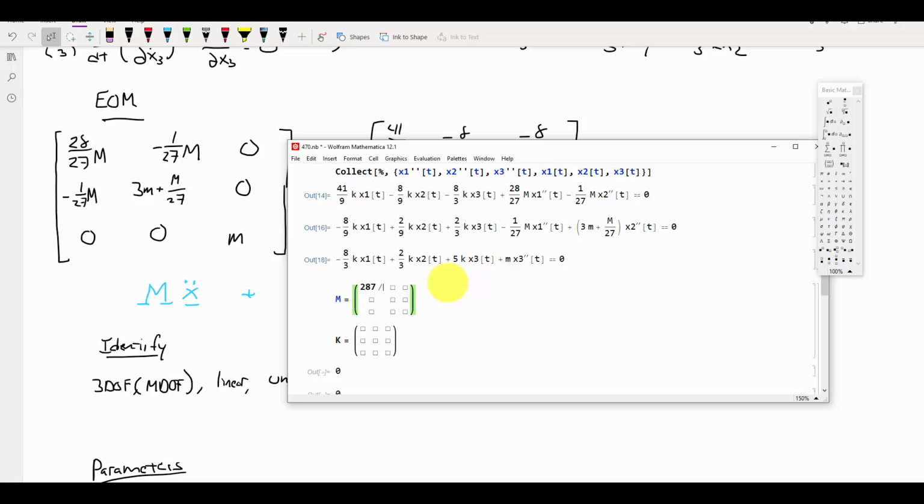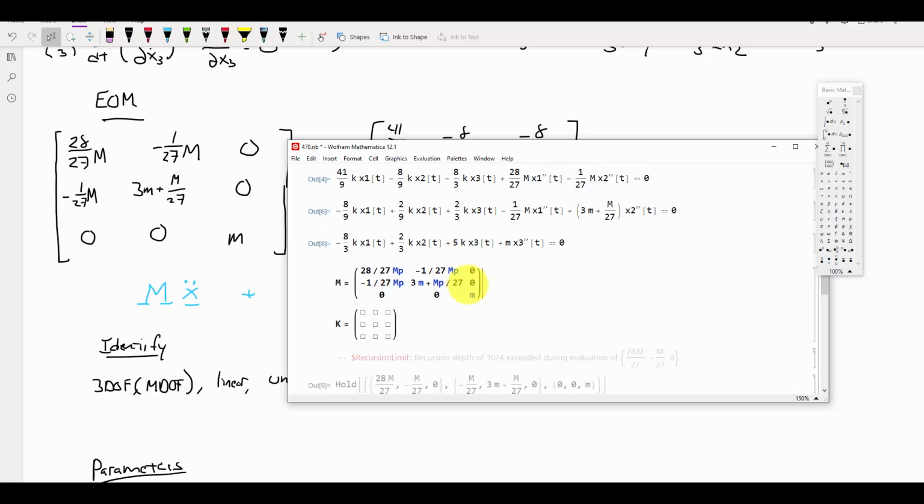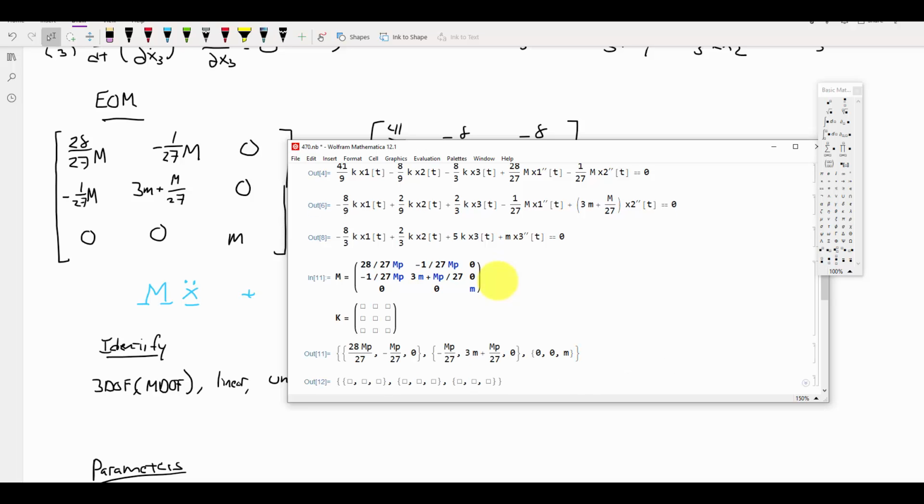I'll put in the values for the matrix now. 1/27 times m, 0, 1/27 m. And again, I'll be able to use that substitution rule to put in numerical values. I renamed big M as m sub p for the mass of the pulley here so that I didn't get confused with the extra variable names. So that is my mass matrix, now big M, and m_p is the mass of the pulley.